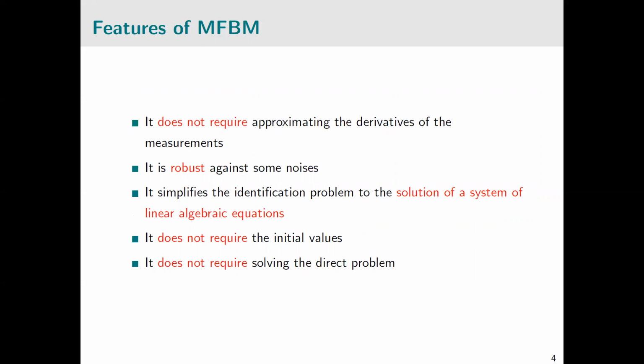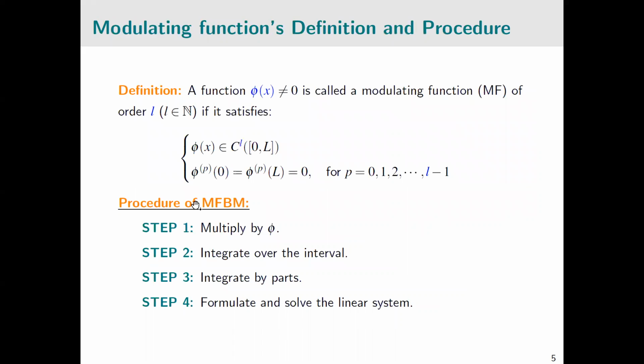So let's give a quick overview of the method, and we will start by defining what a modulating function is. A function phi(x) is called a modulating function of order L if it satisfies two conditions. Phi should be continuously differentiable of order L, and the modulating function and its derivatives up to L minus 1 should be 0 at the boundary.